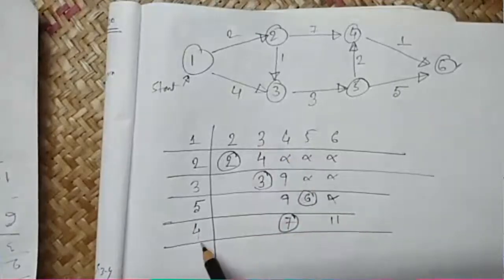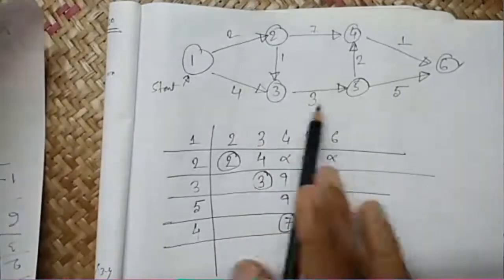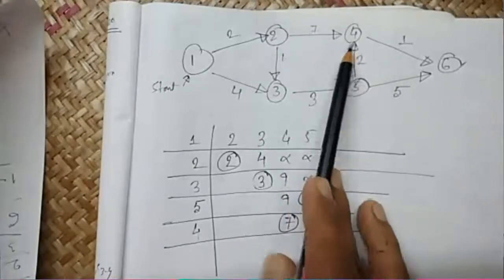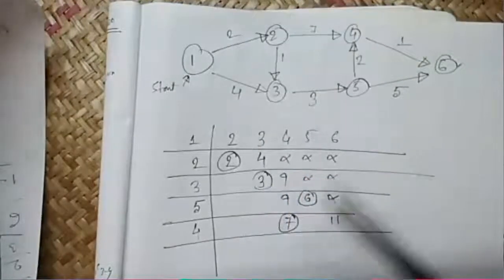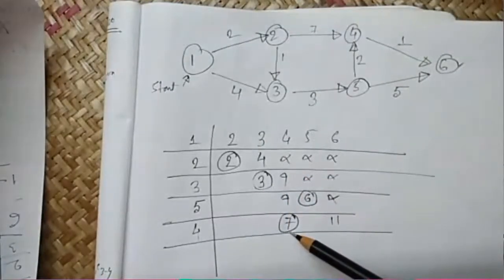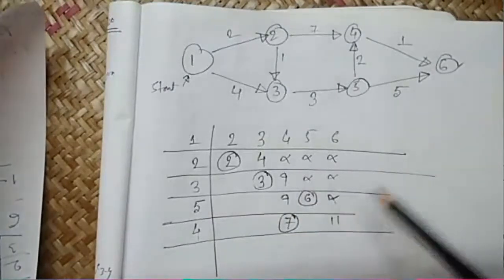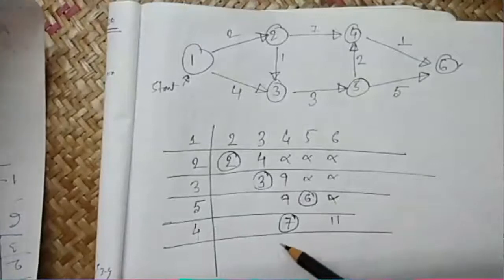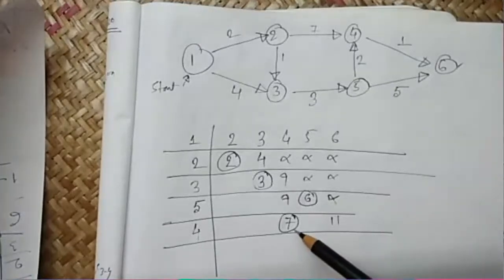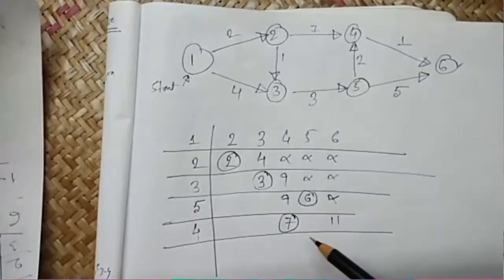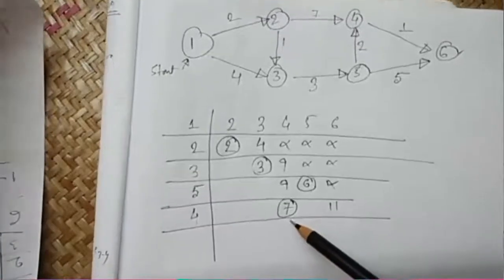Node number 4 will be selected. Now we look at 4. To reach 4 we require 7 days or 7 hours, or 7 meters as the distance. Either the weights are distances or times, so these are the weights. So to reach 4 we require the minimum weight 7.